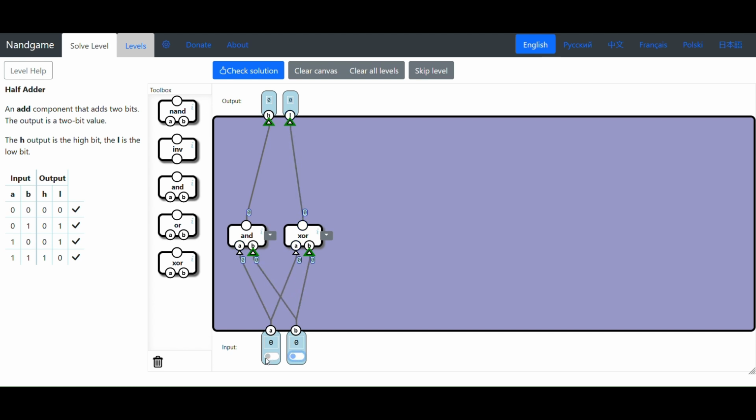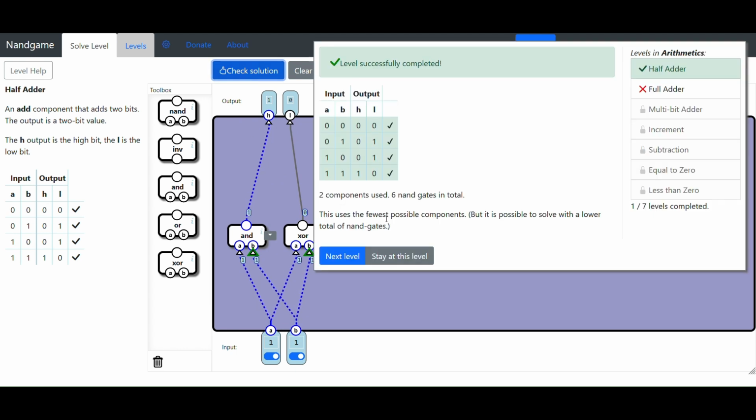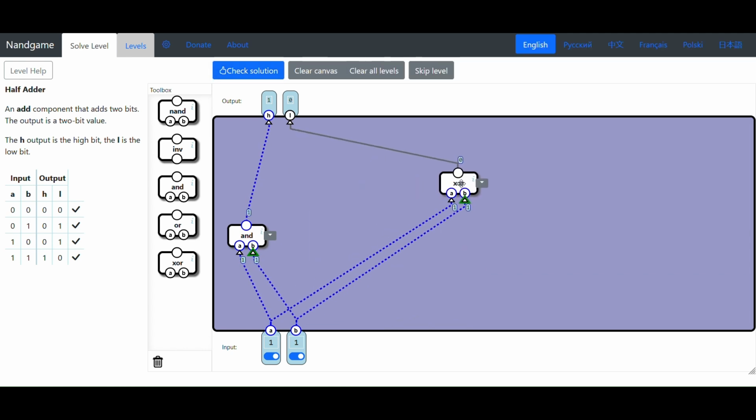When either one is on, the output is 1. And then when both of them are on, the output is 2 in binary. So let's check. Use as few possible components, but it's possible to solve with a lower total of NAND gates. Let's try to figure that out here.